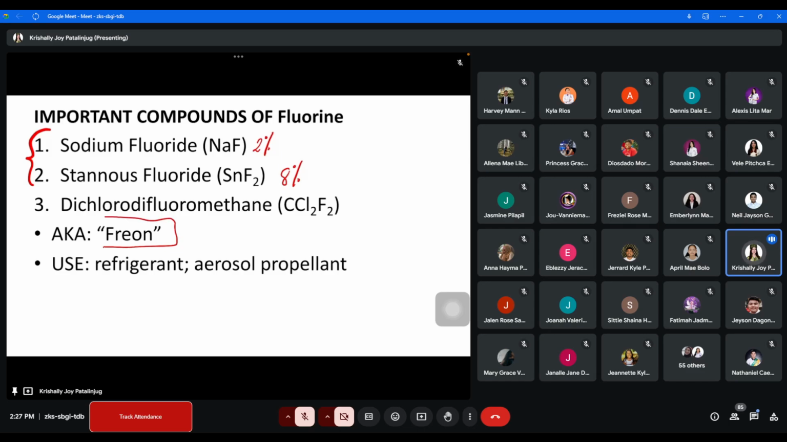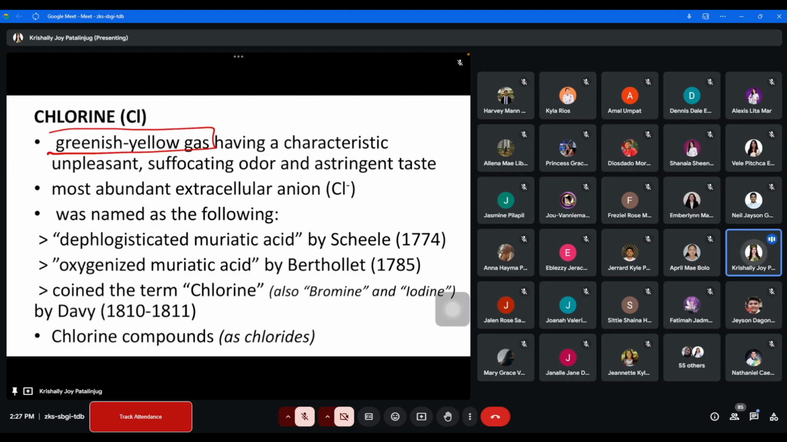So may fluorine also. It's not pharmaceutically important already. No more on sa industrial ni siya. Kanang number 3. Next, chlorine. Yung characteristic color niya, kung kanina pale yellow gas, ito naman greenish yellow gas. Suffocating, unpleasant odor, astringent yung taste niya. Most abundant, ito yung ficlo, uricol, mnemonics, ficlo, chloride out.